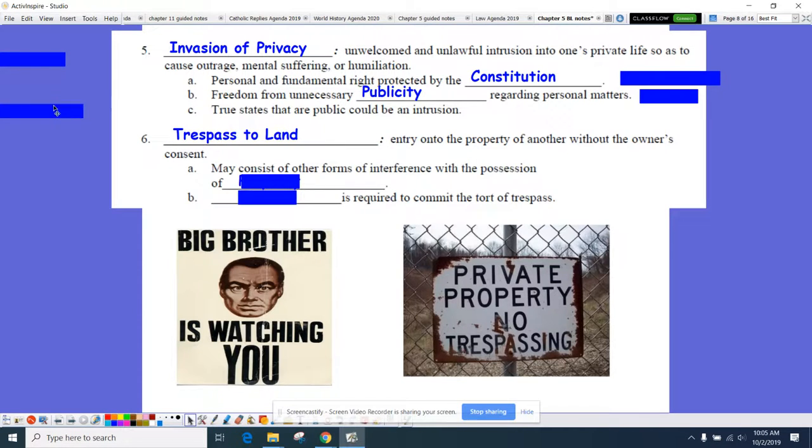Aside from invasion of privacy, there's trespassing on land. This would be entering onto the property of another without the owner's consent. This may consist of other forms of interference with possession of property, like if I have taken something, but it could also be intellectual property, so it might be certain ideas and such. Needless to say, intent is required to commit this tort of trespass.